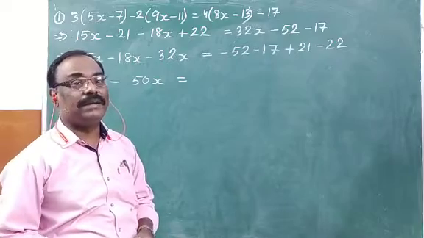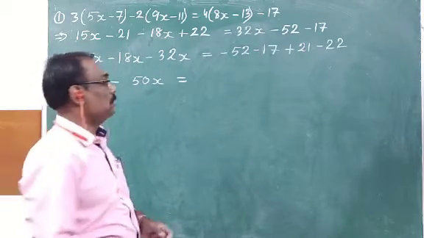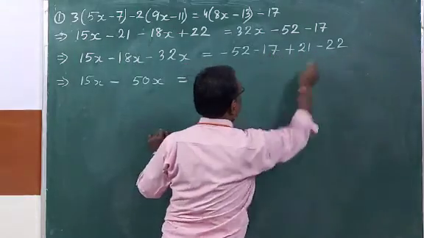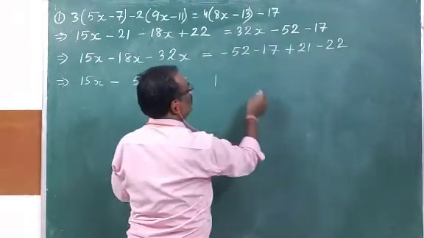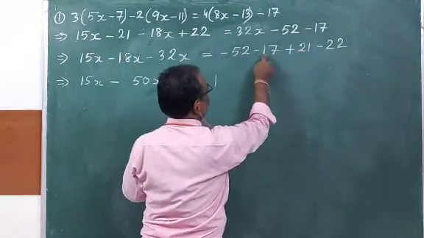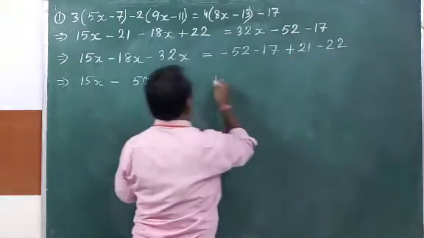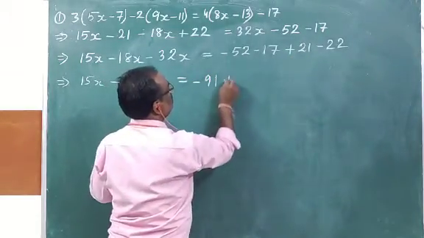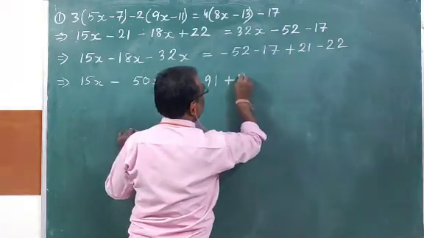So first of all we will add all the minus ones. If we are adding 2 plus 7, 9, 9 plus 2, 11, carry 1, that is 6 plus 1, 7, 7 plus 2, 9. So we got minus 91. What is plus given to us? 21.